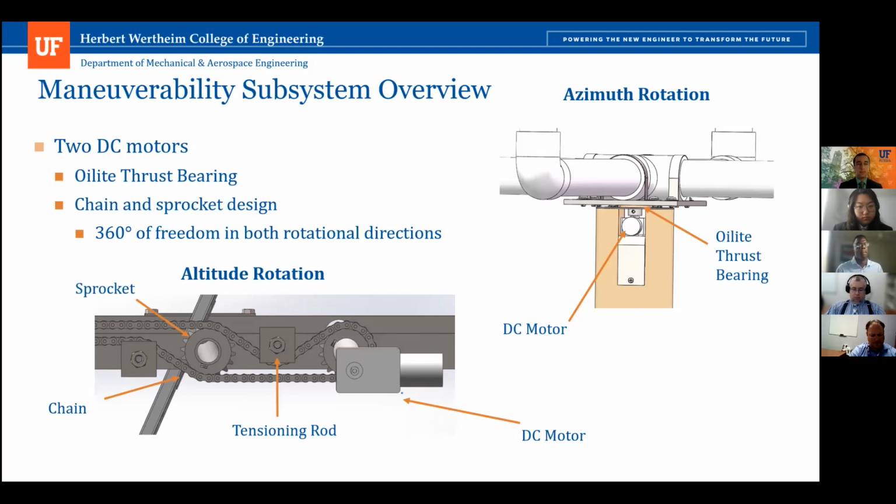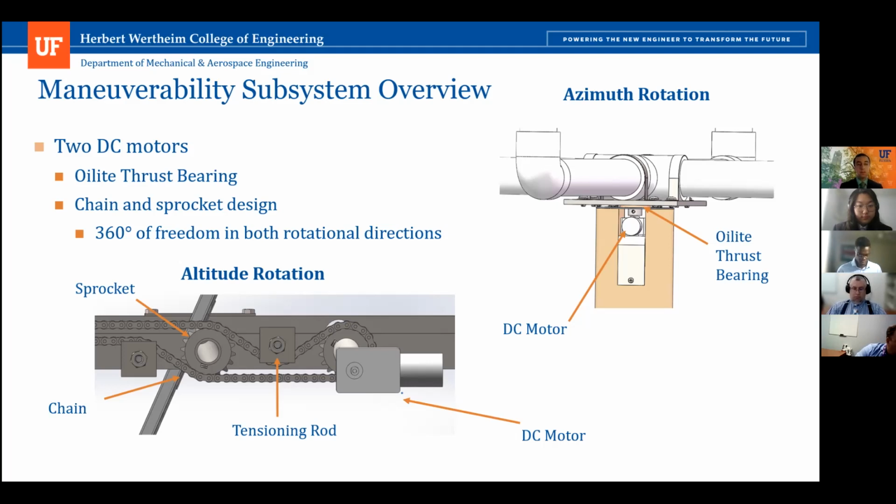So for azimuth rotation, we used 1 DC motor that operated very similarly to a Lazy Susan. It rotates the mounting plate, which sits on top of an oil-lite thrust bearing. And this thrust bearing helps to reduce the wear on the motor due to axial loading. And it also reduces the contact friction from the mounting plate for the upper frame's rotation.